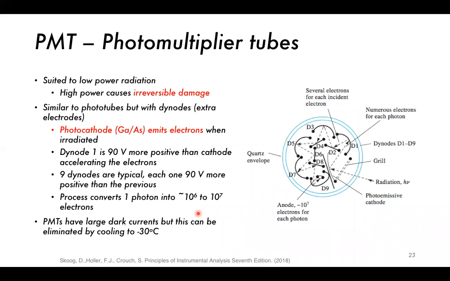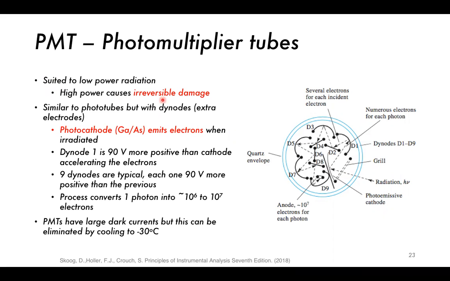Now photomultiplier tubes. Here we have a photomultiplier tube on the right-hand side, with radiation light coming in, which is where our incident light is. This is going to cause a cascade of electrons to be formed, which will amplify the energy of the light so that it's more easily measured. So these are suited to low power radiation.